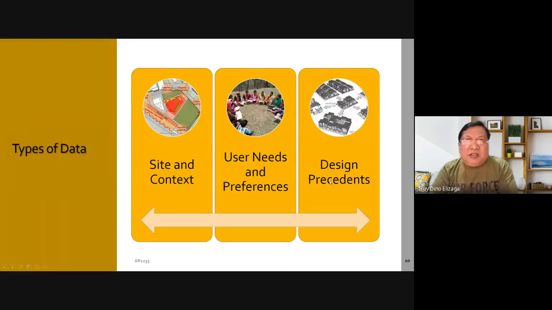But what data are you going to get based on those methods? There are three categories of data that you will need to collect: about the site and its context, the user needs and preferences, and then you also need to look for design precedents.